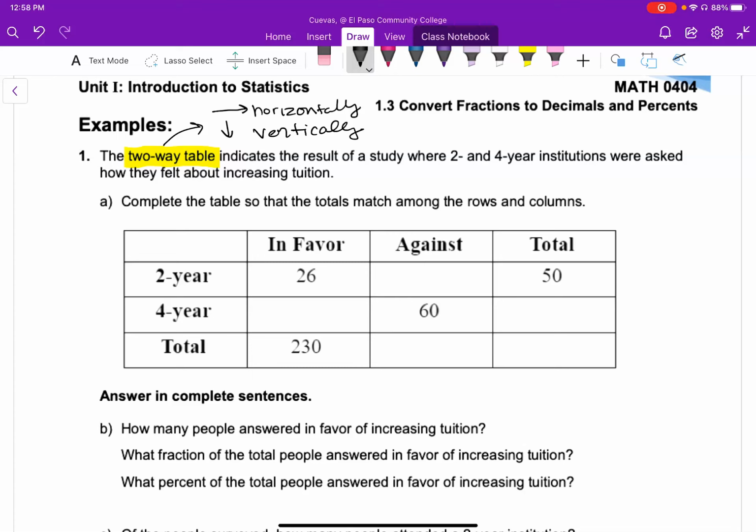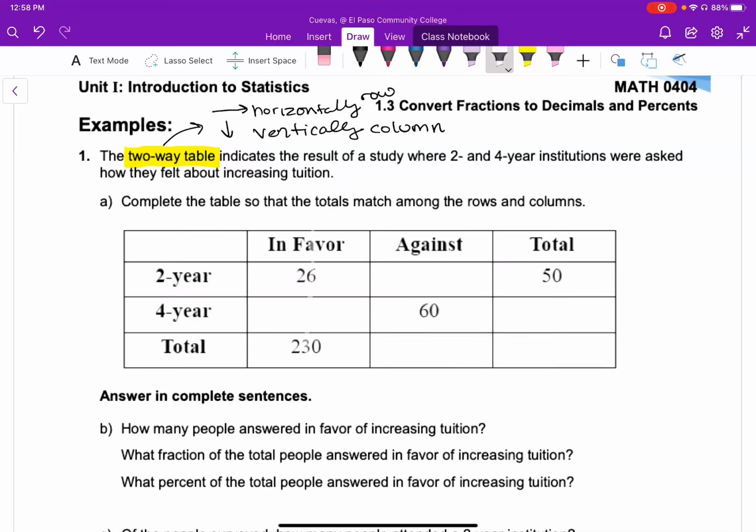So here's our information. The two-way table indicates the result of a study where 2- and 4-year institutions were asked how they felt about increasing tuition. So we're going to complete the table so that the totals match among the rows and columns. Horizontally is called a row, throwing in one more word, and vertically is called a column. You can read this two-way table this way and this way, and this way and this way.